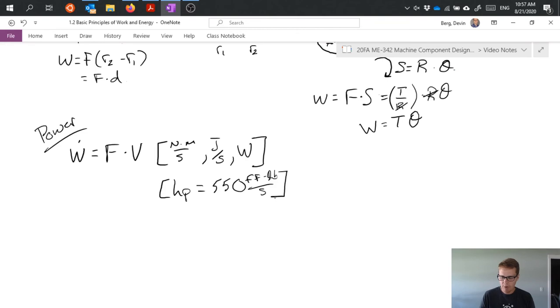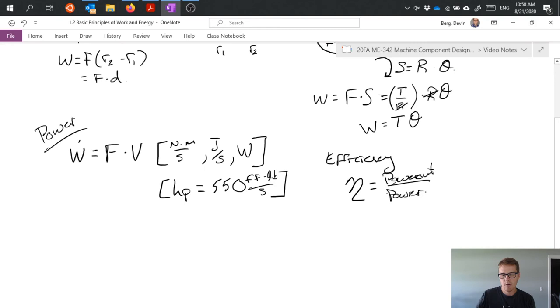When we're talking about power, we might also then be interested in efficiency, which I'll denote with eta, and efficiency, generally speaking, is power out over power in. That we can have a pretty good understanding of.